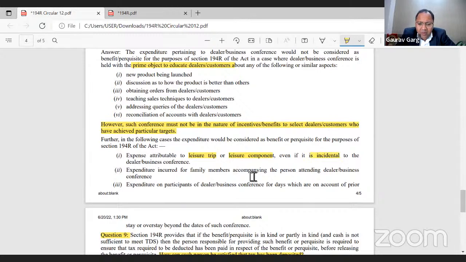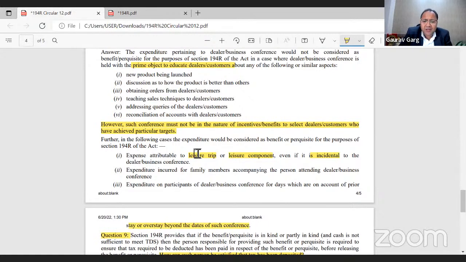Expenditure incurred for family members accompanying the person attending the dealer business conference. Expenditure on participants of the dealer business conference for days which are on account of prior stay or overstay beyond the date of such conferences.